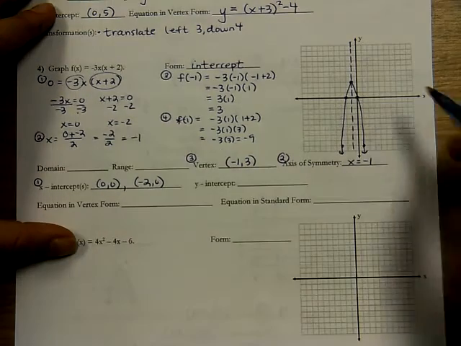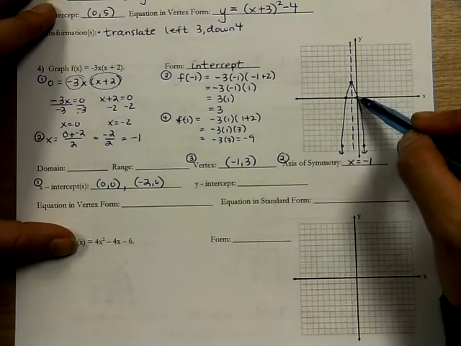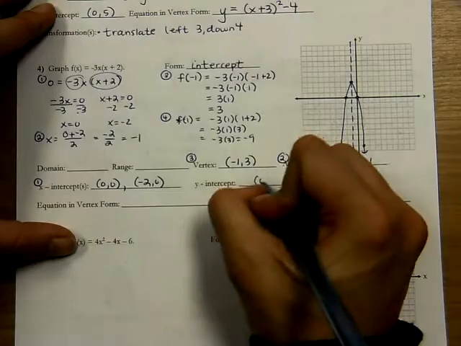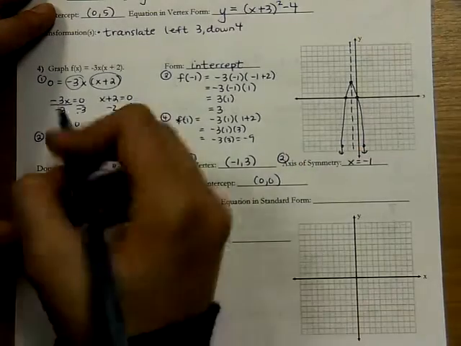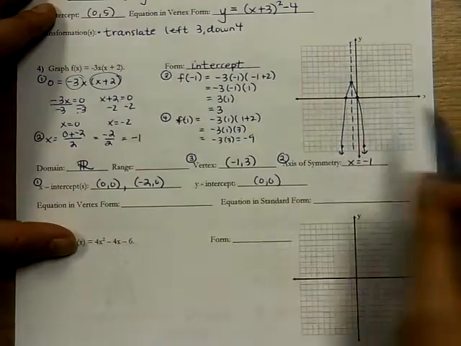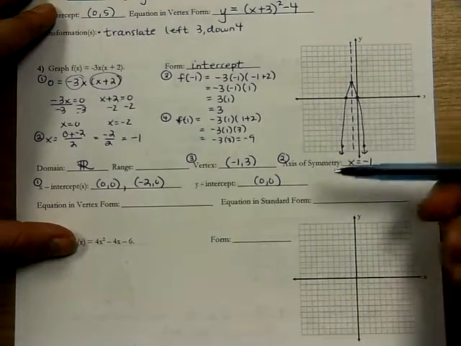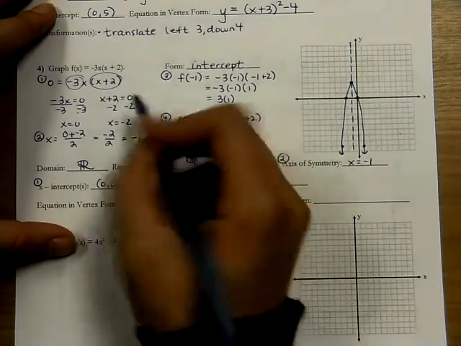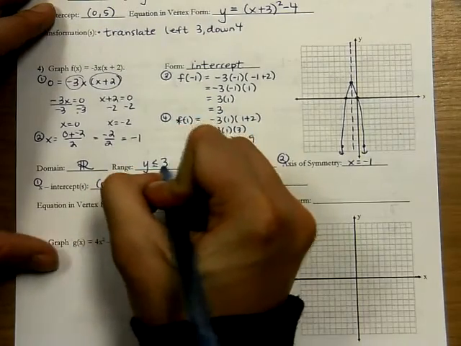Okay? The y-intercept, well, I don't have to do any work for it. I already saw it's (0, 0). I already have that on my graph. The domain and range, domain again will be all real numbers because there is no restriction going left and right. However, there is a maximum value here. The maximum value would be 3. So all the y values are 3 or below. So y is less than or equal to 3.